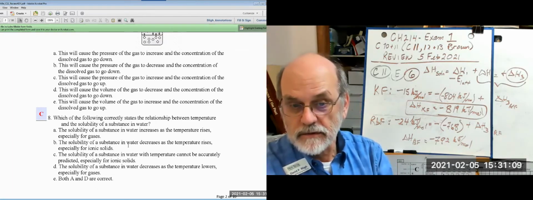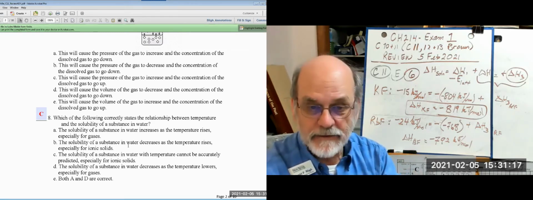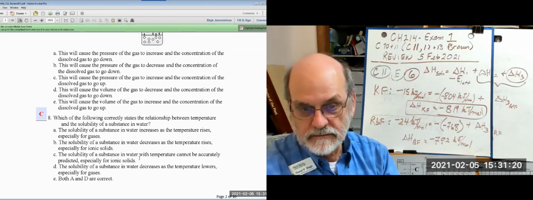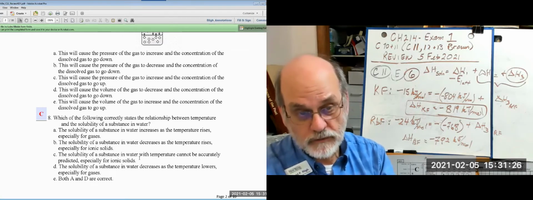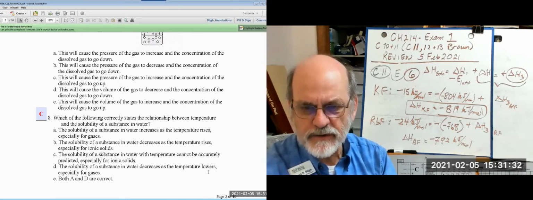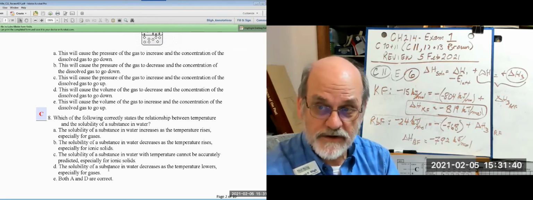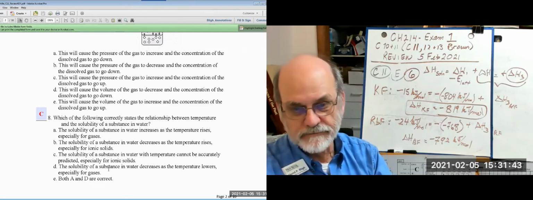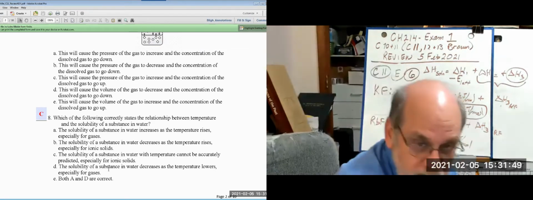That's true. We can't say that it's more soluble or less soluble. We can say that, yeah, most of the time, but we cannot predict it for ionic solids. So C is true. How about D? Solubility of a substance in water decreases as the temperature lowers, especially for gases. Actually, as the temperature decreases, the solubility of gases increases. So that one's false also. So really, the only one that works is C.